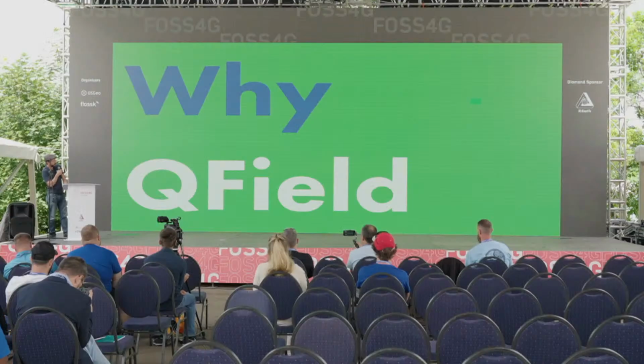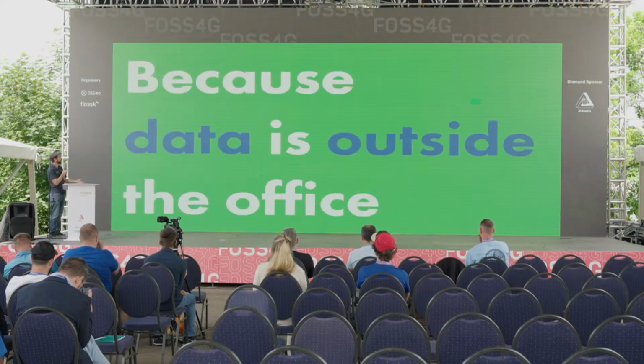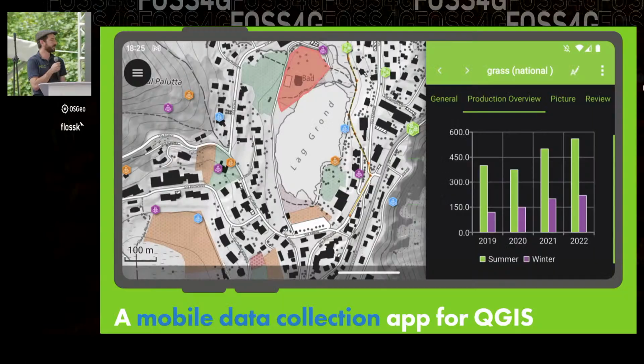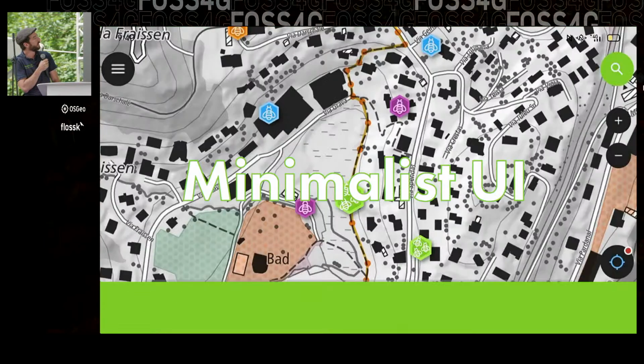So why did we actually start with QField? Because basically data is outside the office. You might have aerial imagery and whatever in there, but sometimes you just need to go out and collect data outside. What is it? It's a mobile data collection app for QGIS, and it is actually based on QGIS. We will hear more about that later on.